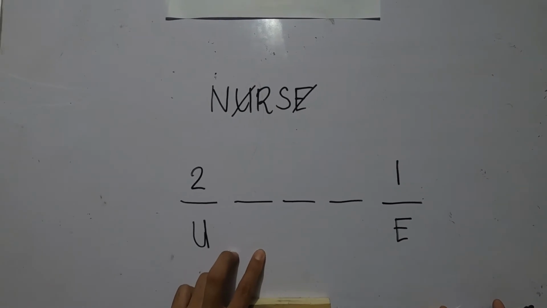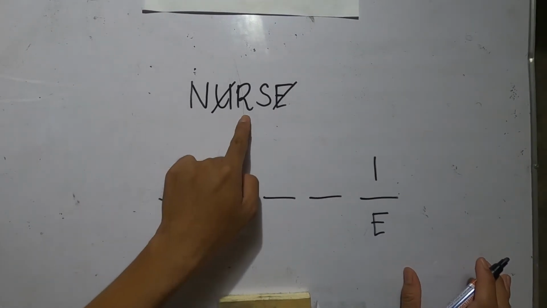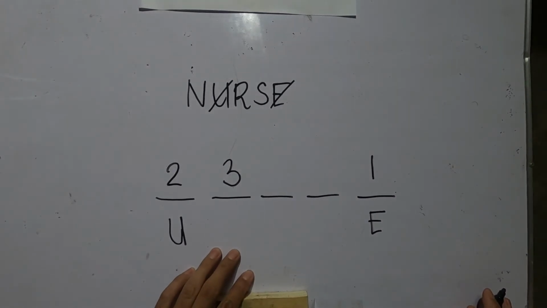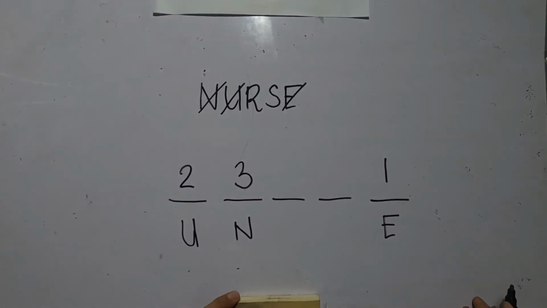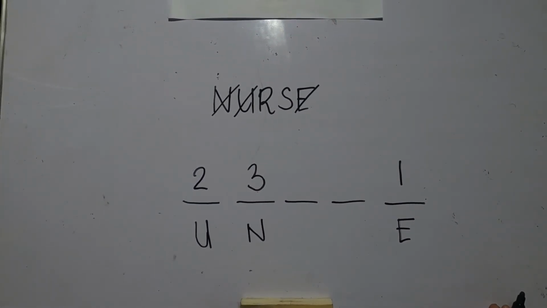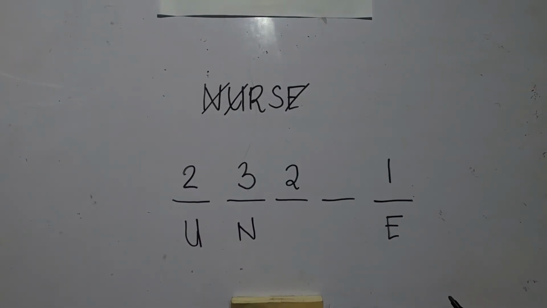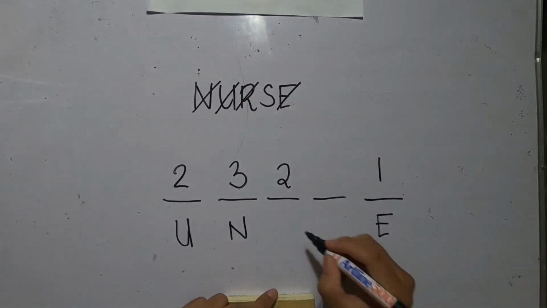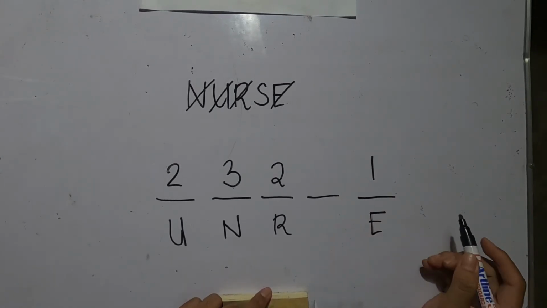The second letter has 3 possible outcomes. Those are N, R, and S. Suppose we have chosen N as the second letter, we only have 2 possible outcomes for the third letter. That is R or S. By choosing R as the third letter, we only now have one possible outcome for the fourth letter, and that is S.